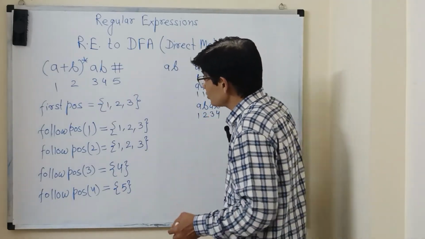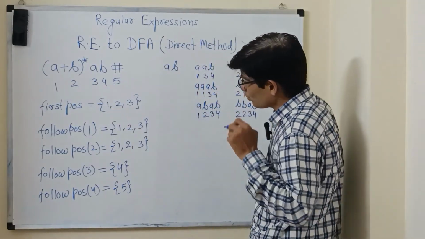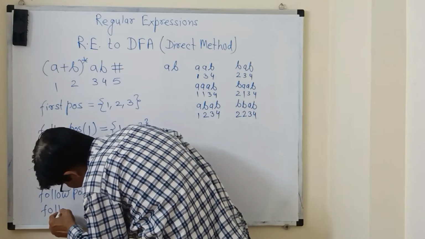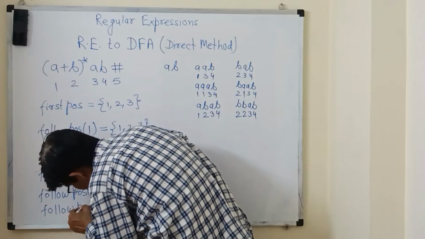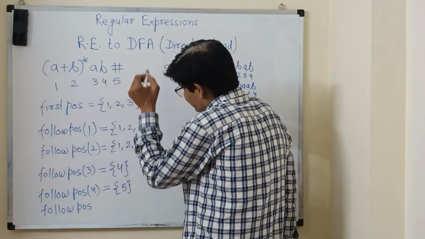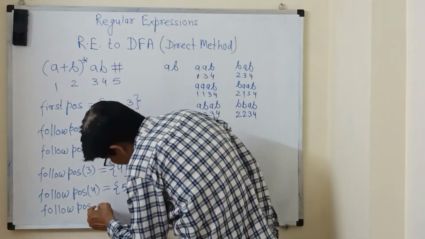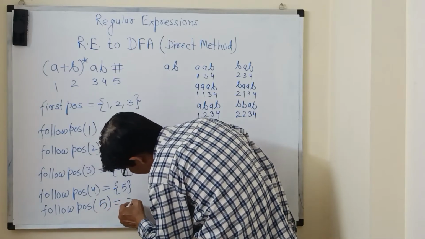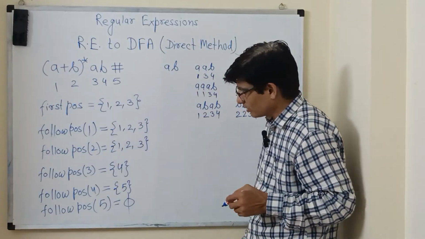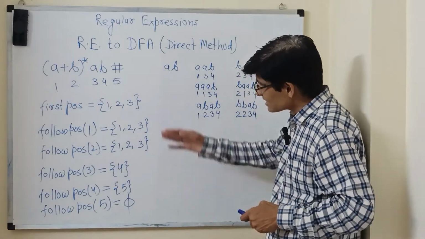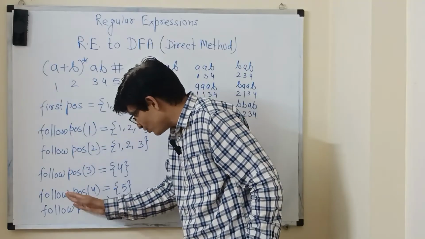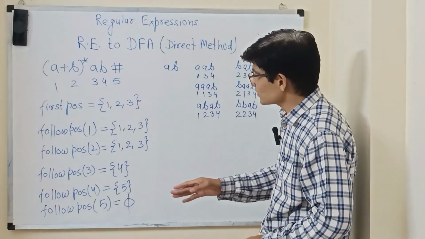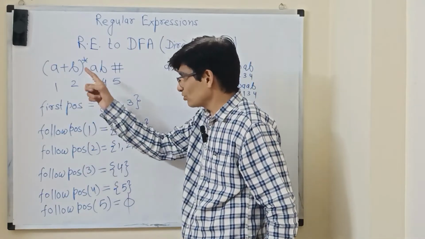Now we need to have followpos of 5 also. So we will calculate followpos of 5. In followpos of 5, you can see, my friend, nothing is following hash. Hash is the last symbol, so nothing is following hash. So followpos of 5 would be 5. So these are the firstpos and the followpos sets for this regular expression.